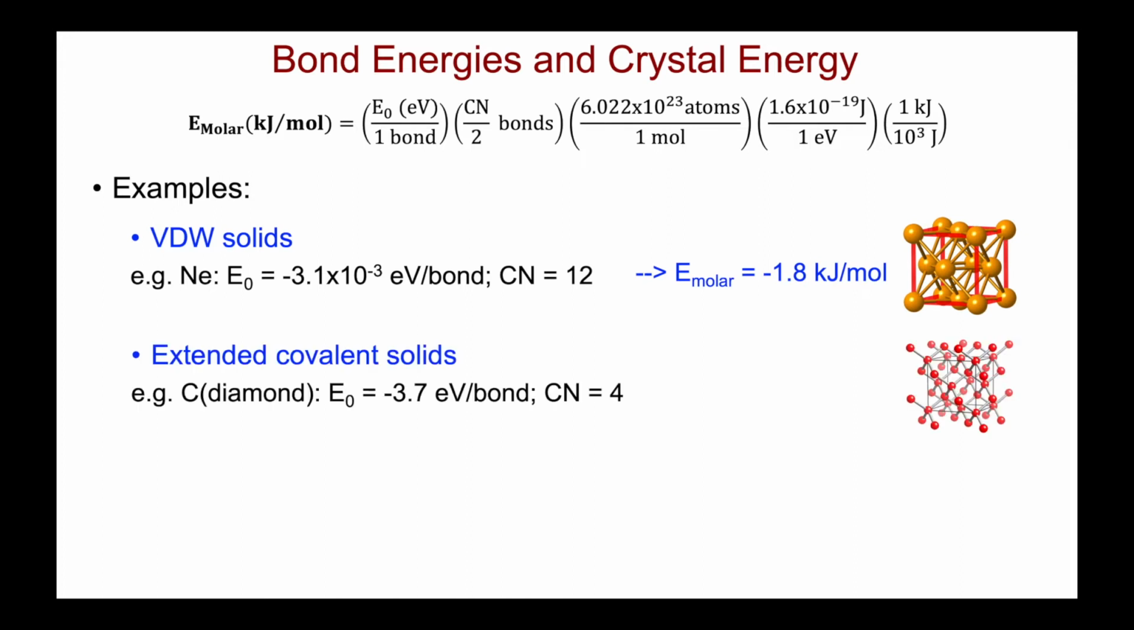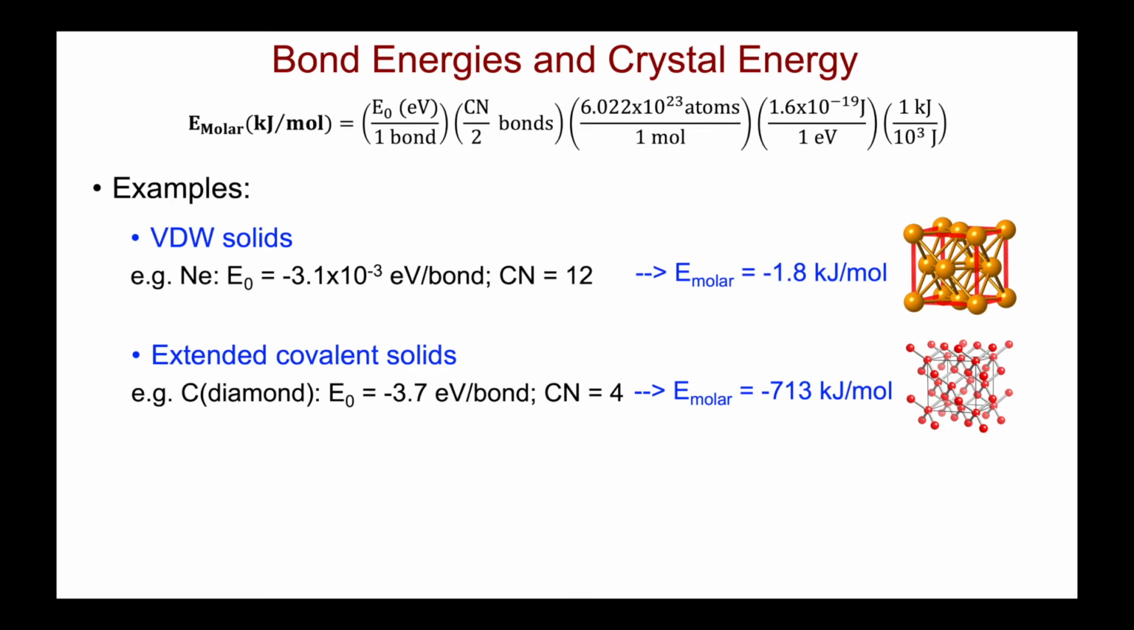We can also apply this equation for converting from single bond to molar energies for extended covalent solids. For example, let us look at diamond. The energy of an isolated bond is minus 3.7 eV. The coordination of carbon in diamond is 4. Plugging these numbers into this equation, which of course accounts for the double counting of the bonds, then we'll find the molar energy is minus 713 kilojoules per mole.